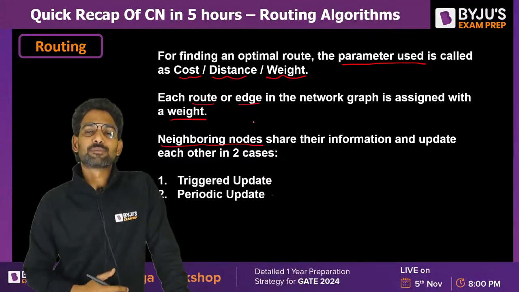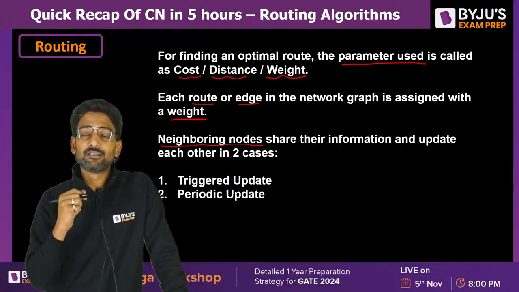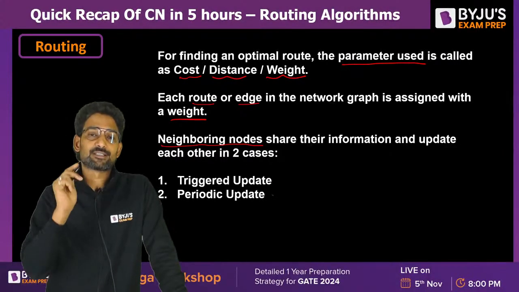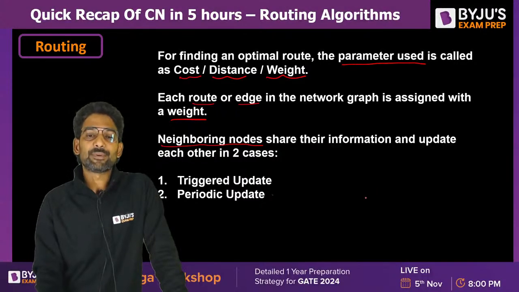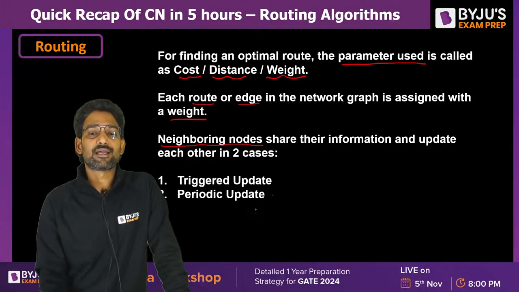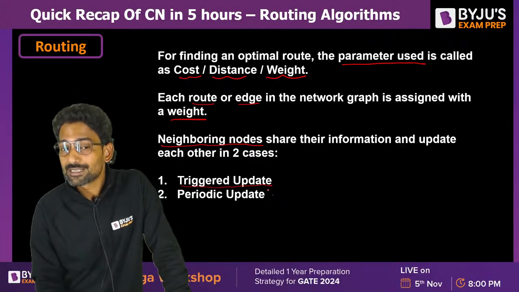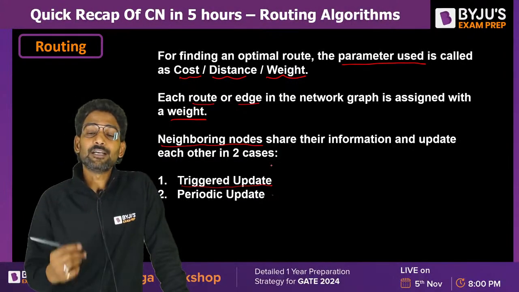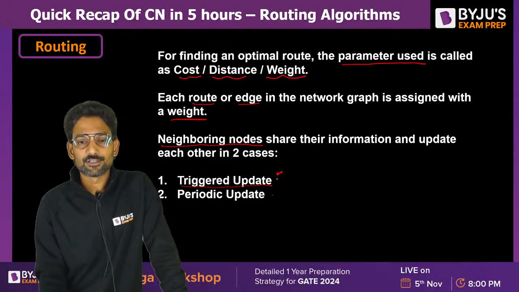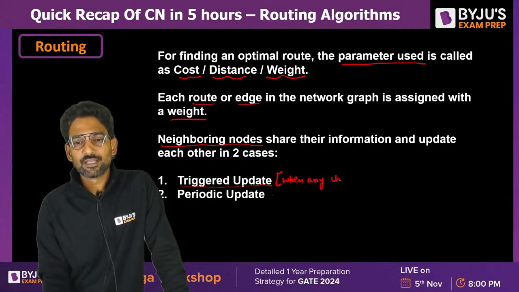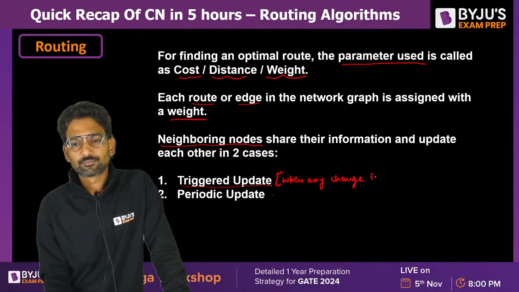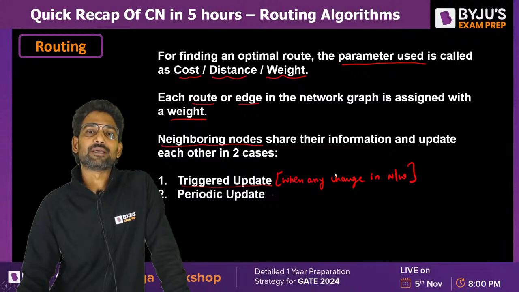Now, neighboring nodes share information with each other in two cases. When sharing happens, in two cases sharing happens, dear friends. One is triggered update. Do you know what is triggered update? When there is any change in the network, then triggered update takes place.